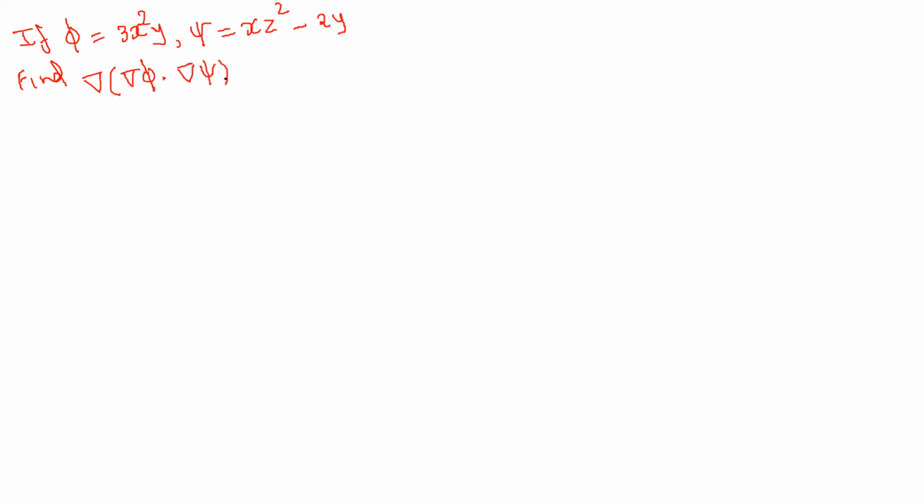Okay, let me give you a different kind of example now. If your scalar function phi is 3x squared y, and you are given one more scalar function psi, which is xz squared minus, what should I give you? Let's say 2y. Find nabla of nabla phi dot nabla psi. Try to solve this.